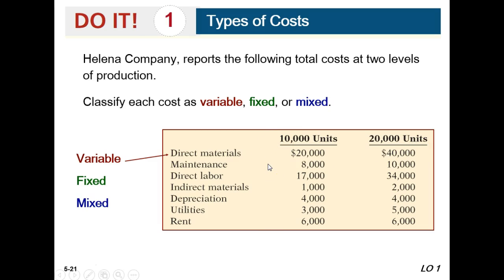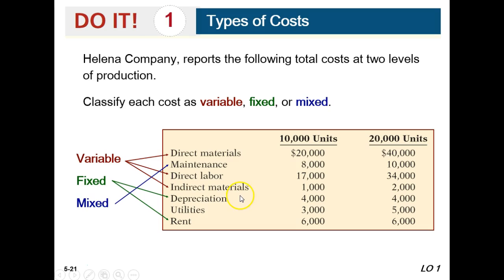Maintenance, what do you guys think? Does it look like it's fixed, variable, or mixed? It's going to be mixed. Then you see the direct labor. When you're producing 10,000 units, it's $1.70 a unit, and it is still $1.70 a unit at 20,000 units. Indirect is the same. But look at depreciation, guys, and look at rent. It doesn't matter if we're producing 10,000 units or 20,000. The total cost is the same.